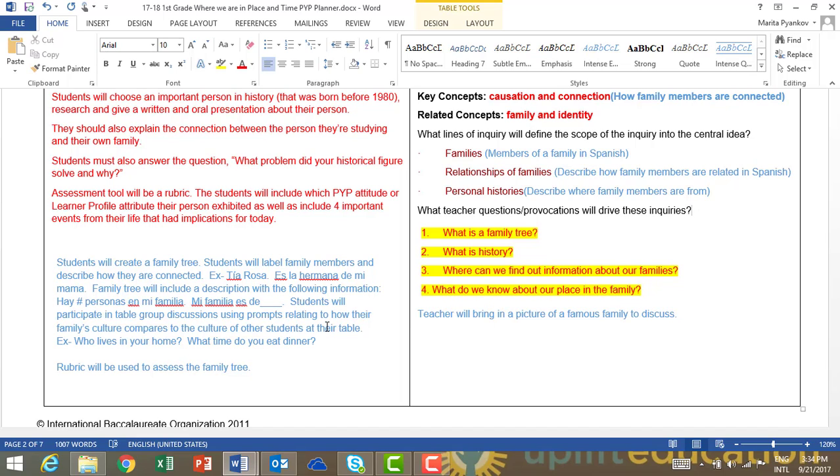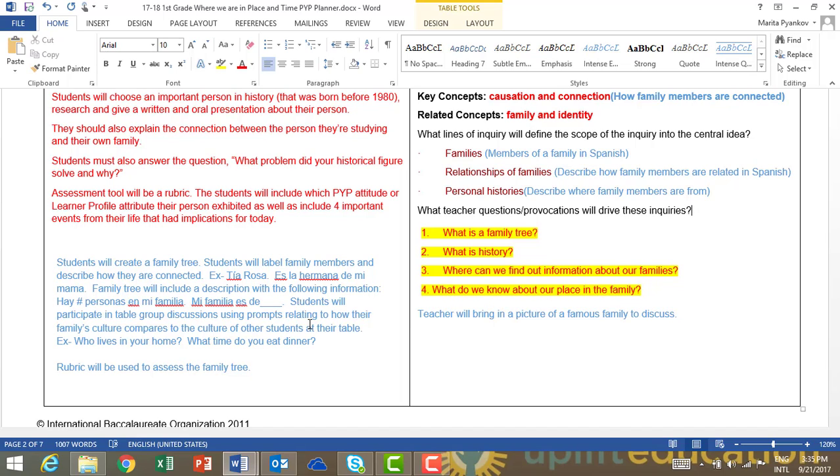And some examples of prompts that could be used will be, who lives in your home? And that could be a great discussion talking about, if we circle back around to the family tree, we've talked about where people are from, where their families are from, and at my school we have lots of different cultures. And so at a table group, it's likely that we'll have kids that are from different countries. But even if you don't have kids from different countries, everybody's family has a different culture. And so it's always interesting to have those discussions, things like who lives in your home.